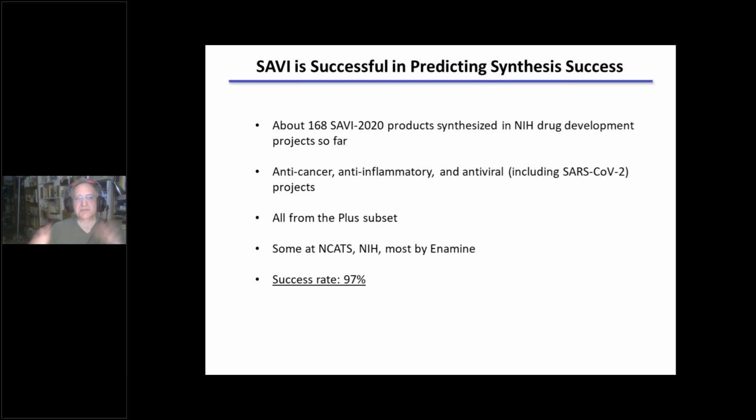Some were synthesized by NCATS at NIH, which most of you probably know about, and most were synthesized by Enamine. Okay, and the success rate was 97%, which was astounding even to us. I would have been happy with 80%, right? So maybe we have been lucky, but it seems to work quite well, and the transforms, in their strictness, to throw out a lot of stuff that's doubtful, seem to have worked quite well so far.